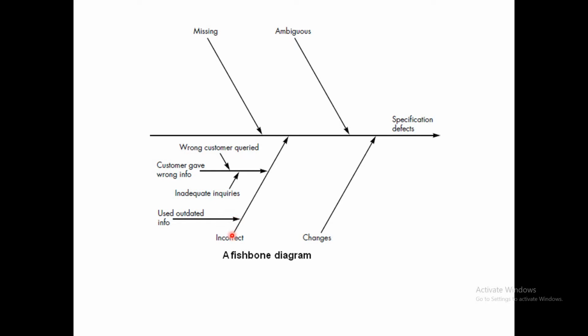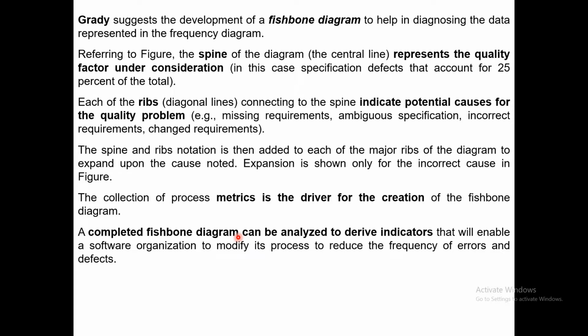So why incorrect information? Because the information was outdated, that is the reason why the information was incorrect. Or the customer gave the wrong information. When you asked the customer about the information, the customer gave you incorrect information. So these are the minute level causes for this rib, the incorrect specification. This is how the fishbone diagram represents the error cause, the defect cause, and minute level details of it.